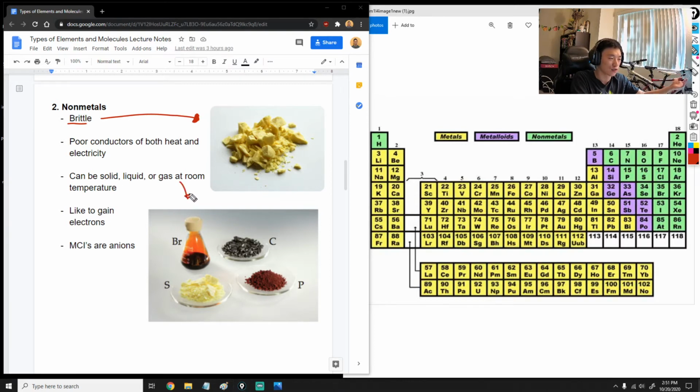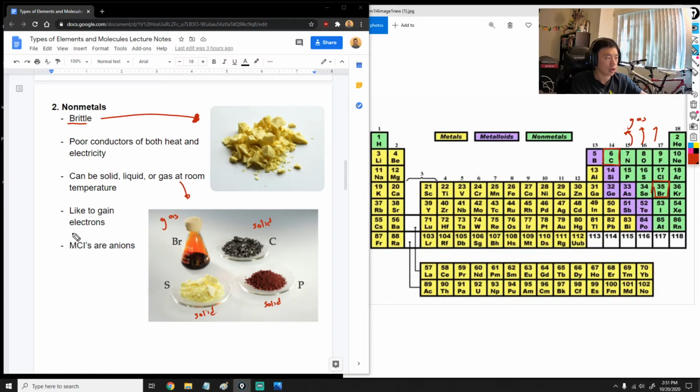If you look at a picture of this, we have bromine. Bromine is right here on the periodic table, number 35. It's a nonmetal, and at room temperature, bromine is a liquid. We also have carbon, which is also a nonmetal. Carbon is a solid. Here we have sulfur, which is also a solid. And then we have phosphorus, which is also a solid. But nitrogen, oxygen, and fluorine, you know these ones as gases at room temperature. So nonmetals can be solid, liquid, or gas at room temperature. They're not uniform like metals are.